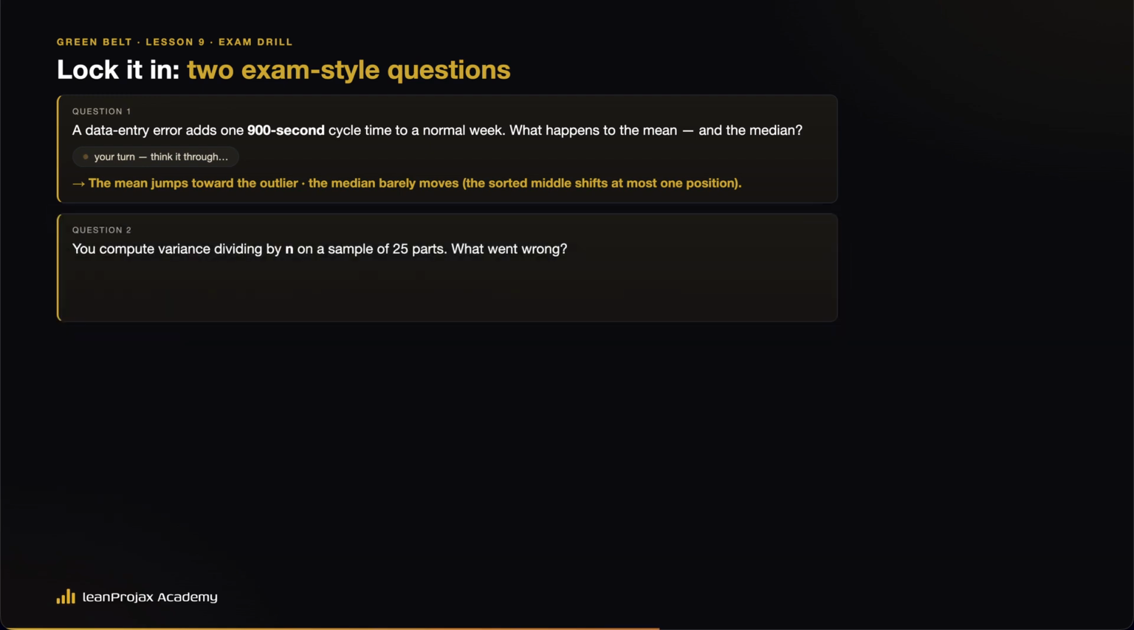Question 2. You compute variance dividing by n on a sample of 25 parts. What did you just do wrong? Take a few seconds. You treated a sample as a population. Dividing by n underestimates the true spread. The sample formula uses n-1.